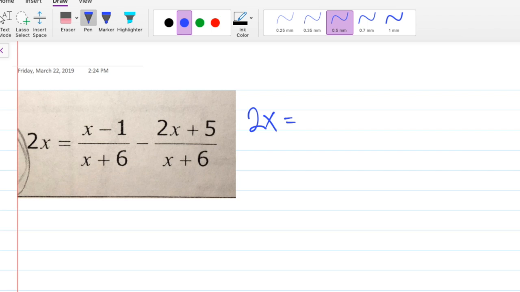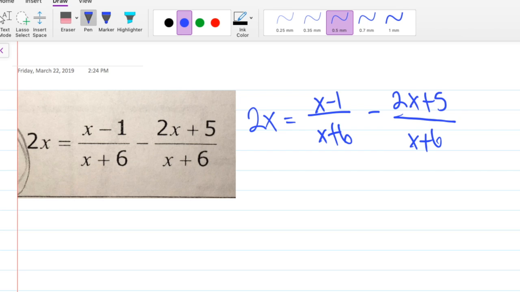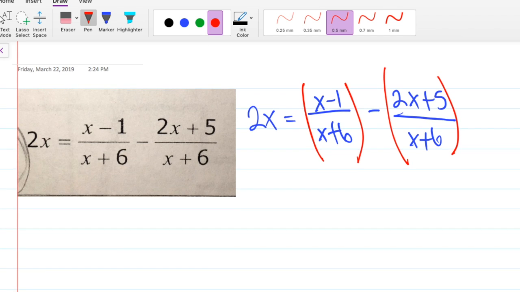Anyway, let me stop. So x minus 1 over x plus 6 minus 2x plus 5 over x plus 6. There's a few things we're going to do to rewrite it. The first thing is we're going to put parentheses over this and parentheses over this. And this will all make so much more sense later after I explain it all, that you'll be upset that you even had a question about this.